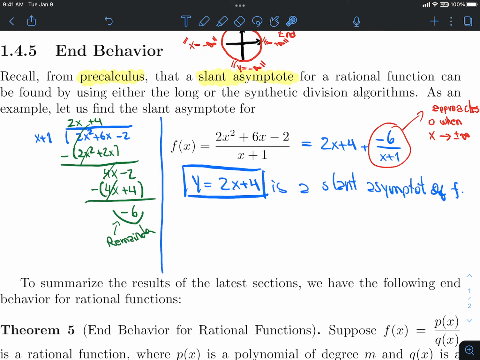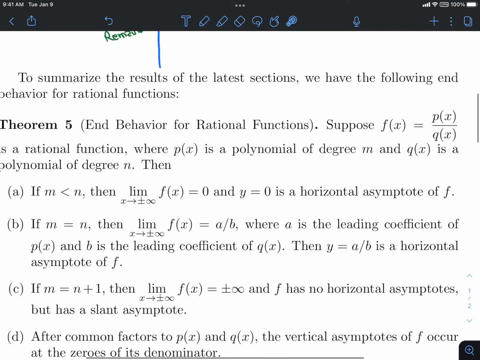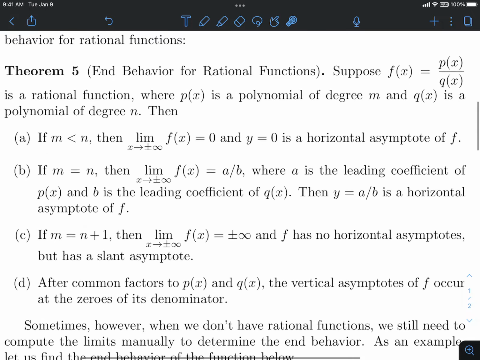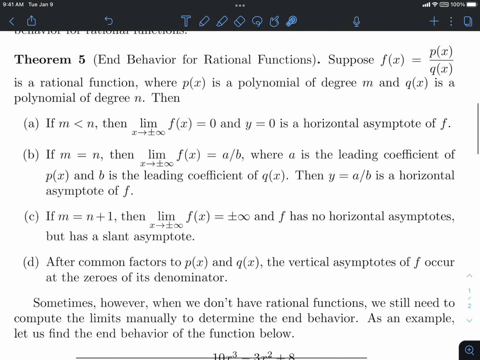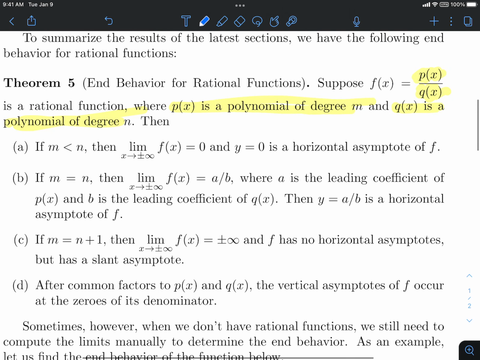Now at the bottom, you have, I guess, the summary for end behavior for rational functions. So I'll quickly walk you through. A rational function is a function that's the division of two polynomials. So P and Q are polynomials. We're saying that the degree of the top is m and the degree of the bottom is n.